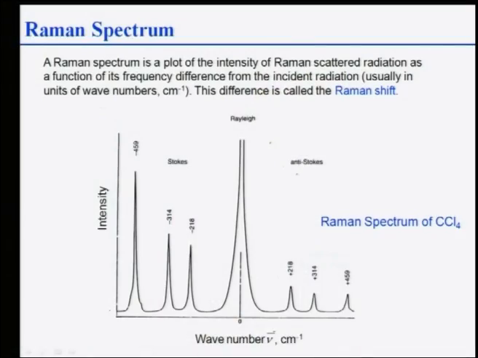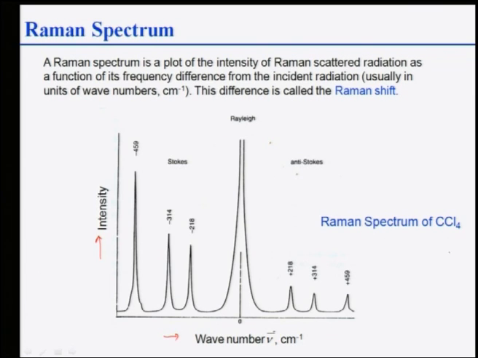How does the Raman spectrum look like? Well, this is what is shown in the picture. This is the intensity, this is the wave number, again in centimeter to the power inverse. A spectrum is nothing but a plot of intensity of the Raman scattered radiation as a function of wave number, a frequency difference from the radiation, usually in units of wave numbers. So this difference is called Raman shift, the difference between the incident and the scattered radiation.